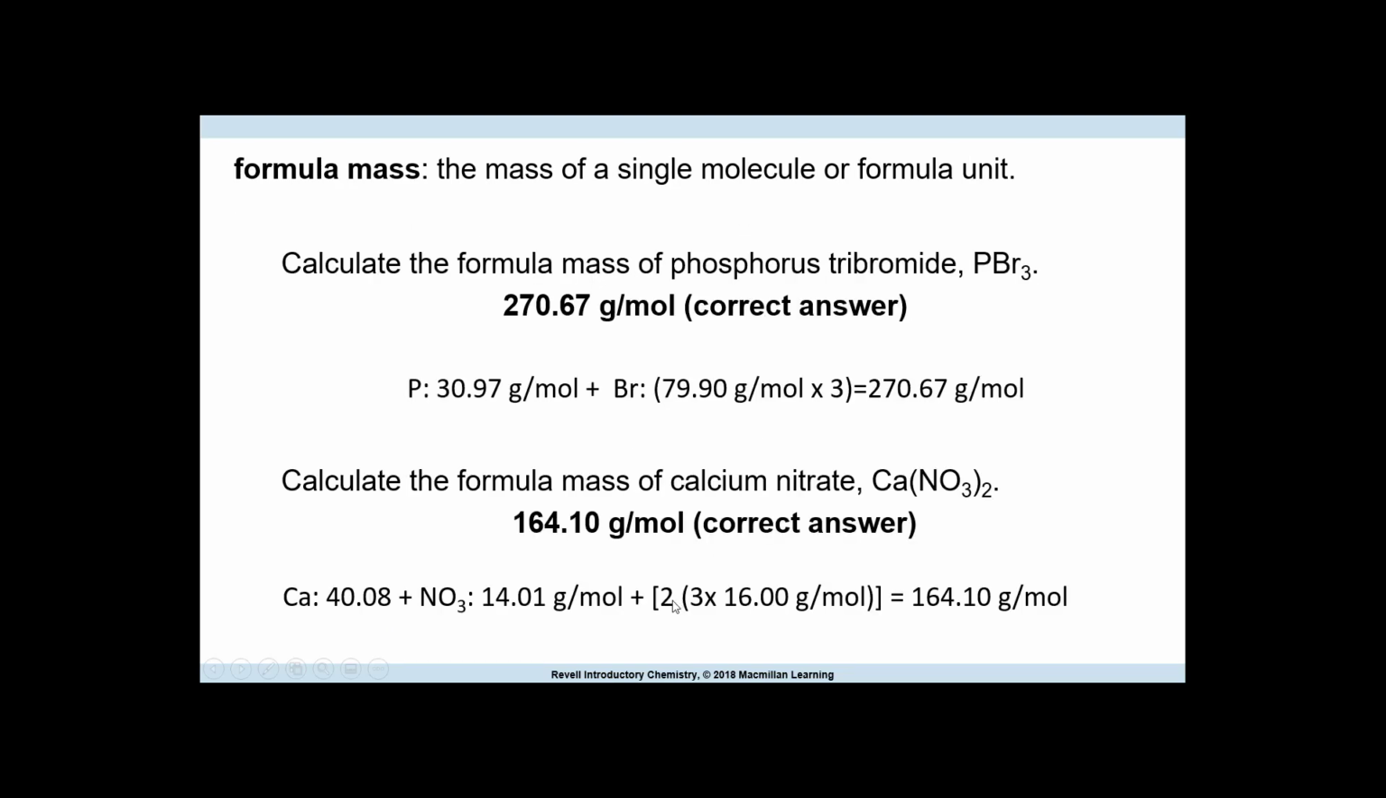I apologize. Oh, look, I fixed it right there. So make sure you know how to write these out. And the mass for this is 270.67, and I wrote it out with the masses. The grams per mole, we haven't covered these units yet, and honestly, this is the unit that we use.